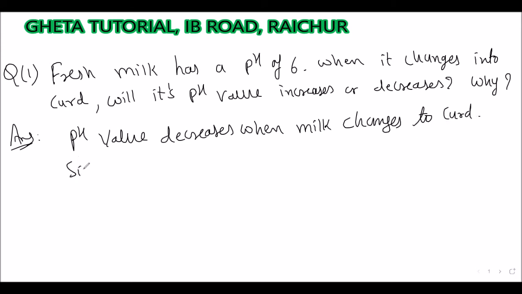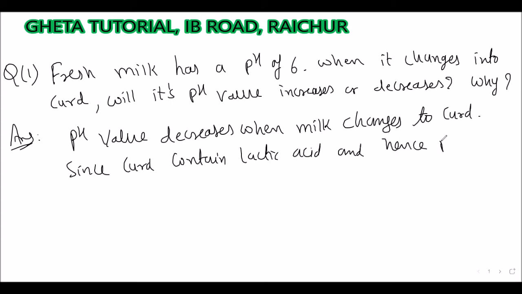Since the curd contains lactic acid, the pH value decreases. So here is the answer: fresh milk has a pH of 6. When it changes into curd, its pH value decreases because the curd contains lactic acid, which decreases the pH value.